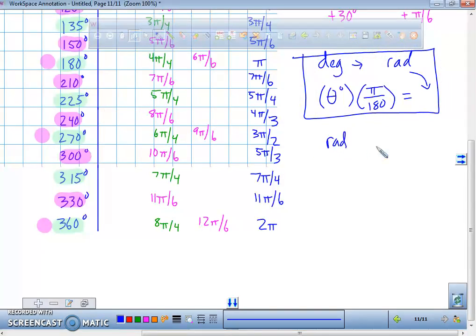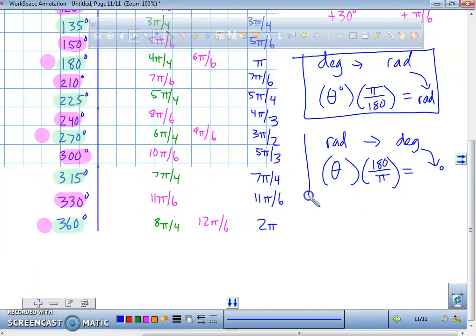If you want to go from radians to degrees, you take theta and multiply it by 180 over pi, and that will give you the number of degrees that you have. This one will give you the number of radians that you have. So these are the two basic formulas. Remember, theta represents the measure of an angle either in degrees or radians.